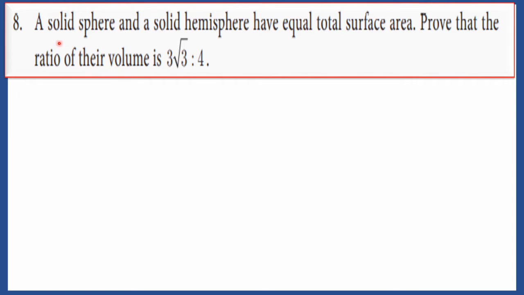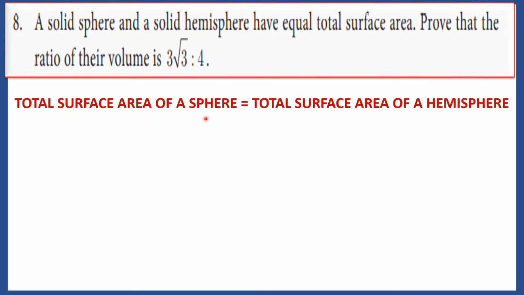Eighth sum. A solid sphere and a solid hemisphere have equal total surface area. Prove that the ratio of their volumes is 3√3:4. Listen carefully. What is given? Total surface area of a sphere and a hemisphere are equal. Total surface area of a sphere equal to total surface area of a hemisphere. Just recall the formula. What's the total surface area of a sphere?